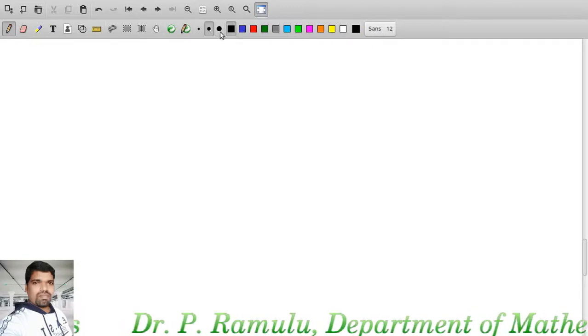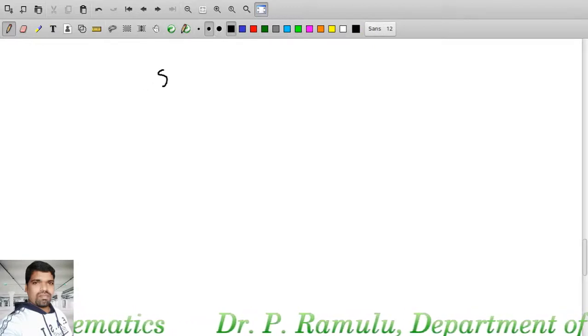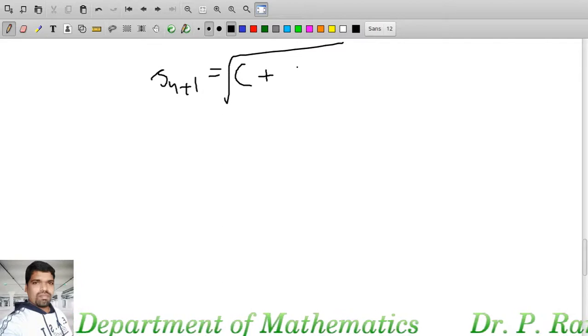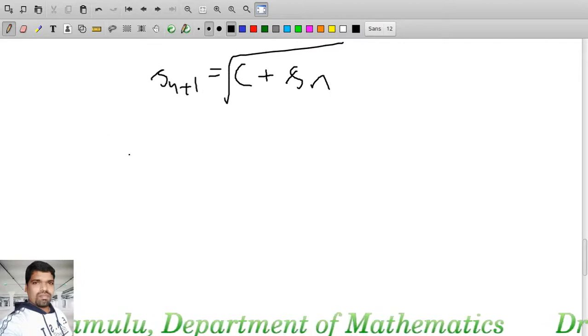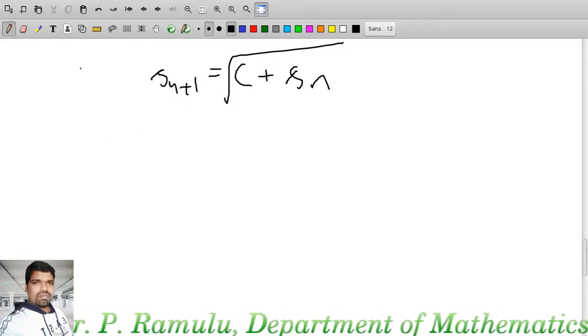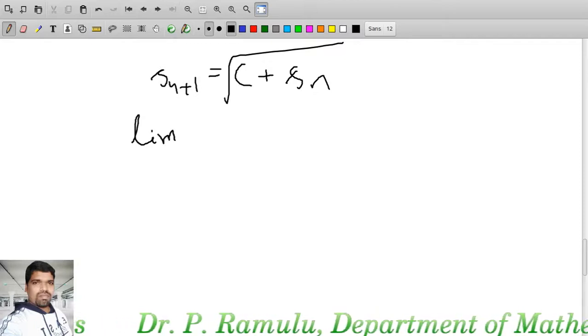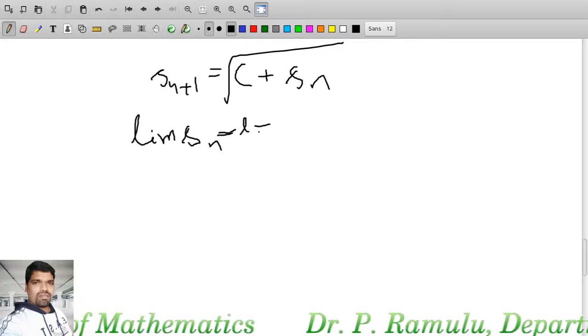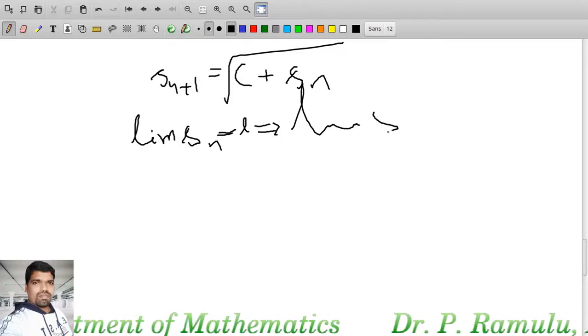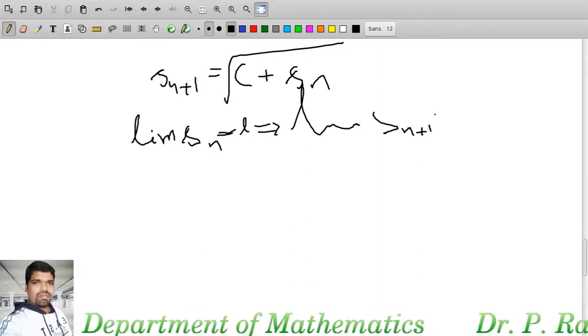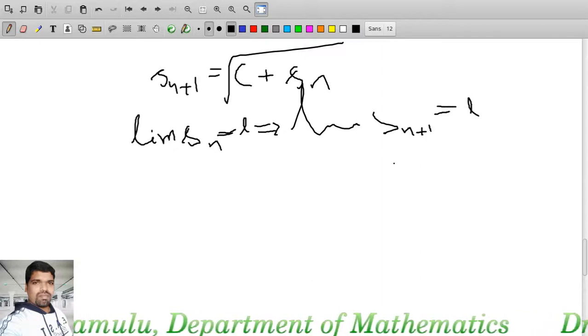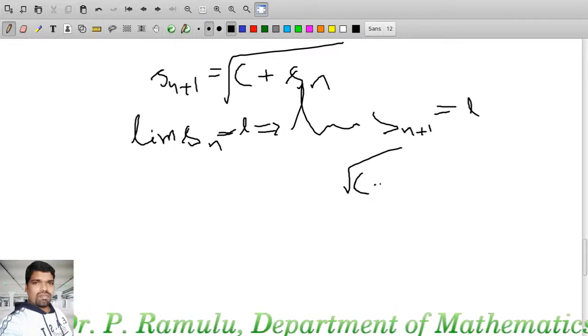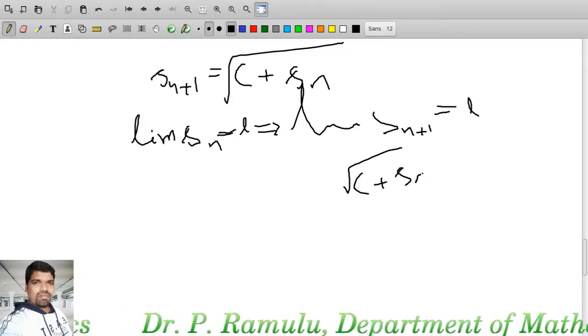If you are asked to find the limit, we do it like this. Sn plus 1 equals root of C plus Sn. If I apply the limit, let the limit of Sn equal L, which implies the limit of Sn plus 1 is also L. So nothing but root of C plus Sn, whose limit is also L.